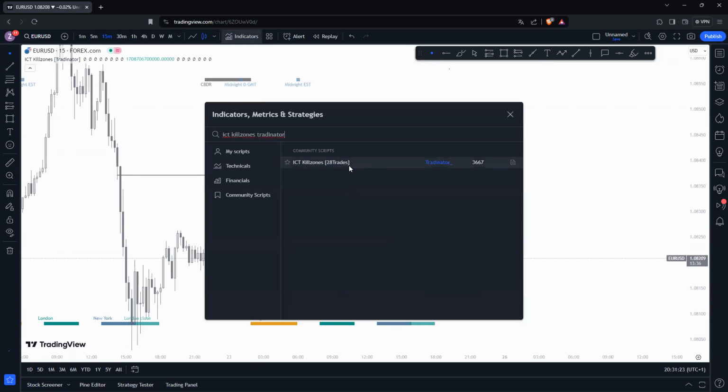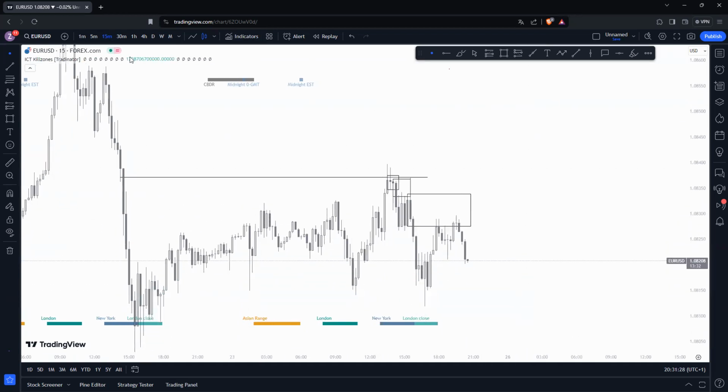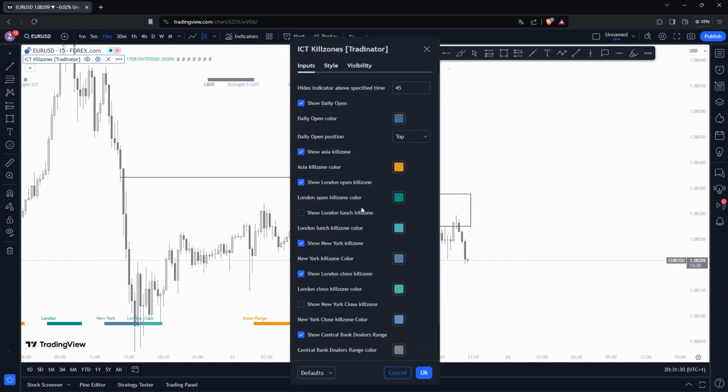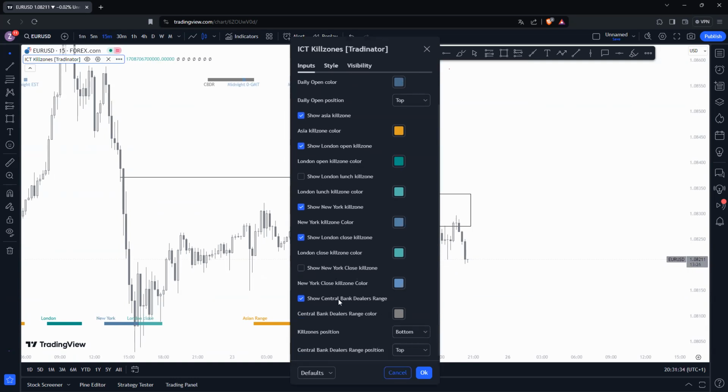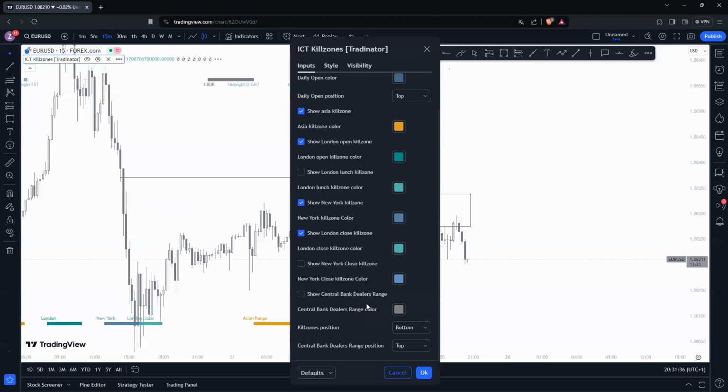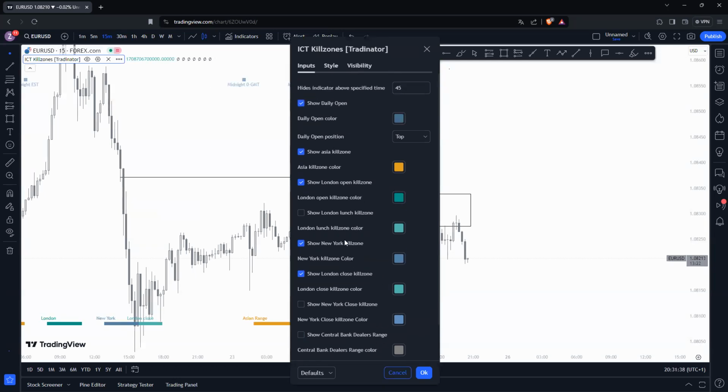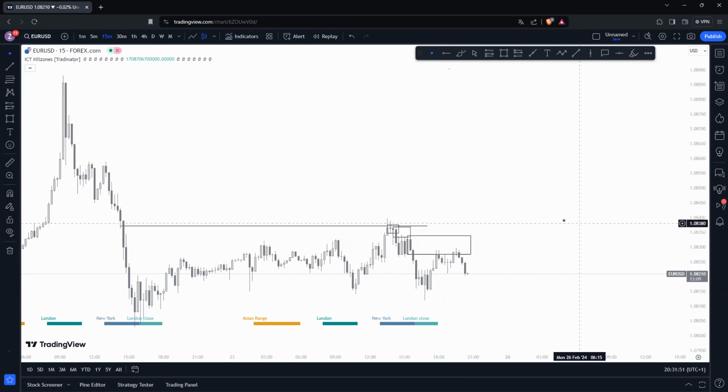Yeah, you can have this on 28 trades. That's it. And on the settings, make sure you turn off the show London lunch and New York close, and show central banks dealing range, also turn it off. So you only need London close kill zone, New York kill zone, London open kill zone, Asian kill zone. Daily open, you don't need that. Okay, so just these four.